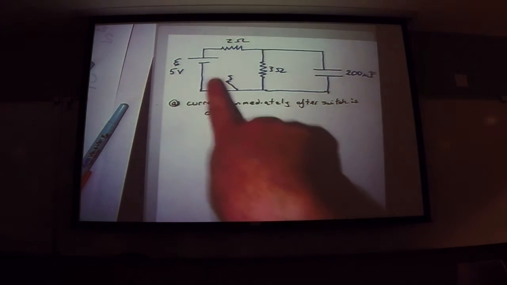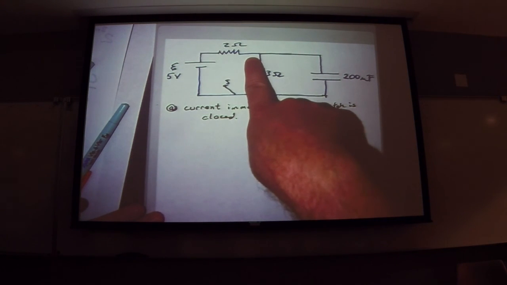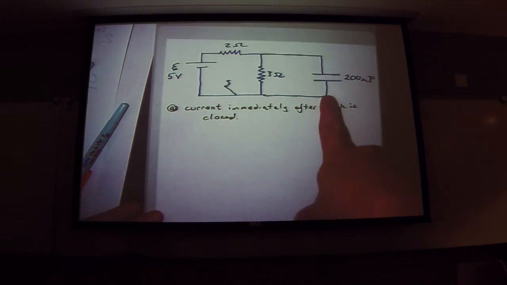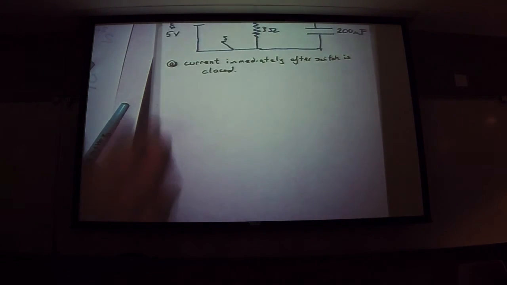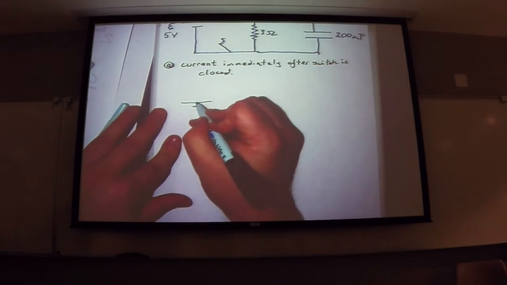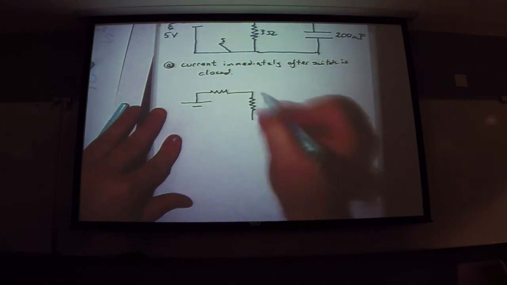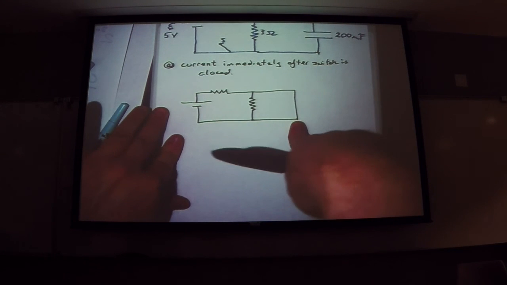So the current comes out of this battery, flows through the 2 ohm resistor, and this acts like a 0 ohm resistor. So all of the current is going to go over here. None of it's going to go through there. So immediately after, this is what it sees. You'll have to think about this when you do it, but immediately after it's closed, here's what it sees. It sees this 3 ohm resistor, and it sees a wire over here, because it can dump the current.